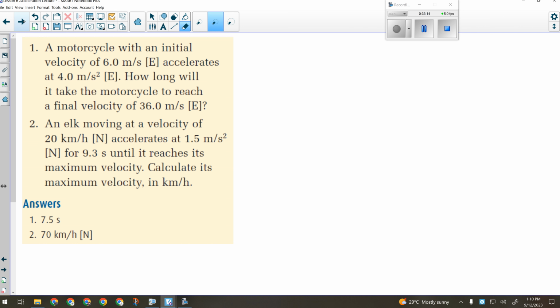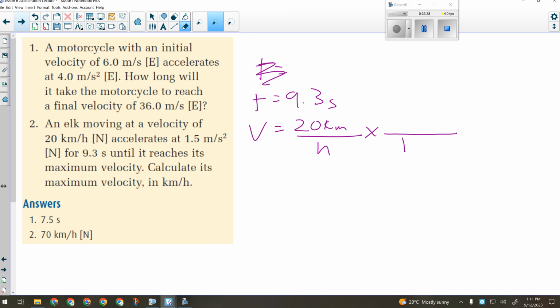So we have t equals 9.3 seconds. We know that our v is 20 kilometers per hour. Here's how I convert that. I write it like this, kilometers over hours. And then I multiply by my conversion factors. In 1 kilometer, there are 1,000 meters. Now I've got kilometers on the top and kilometers on the bottom, and they're going to go away.